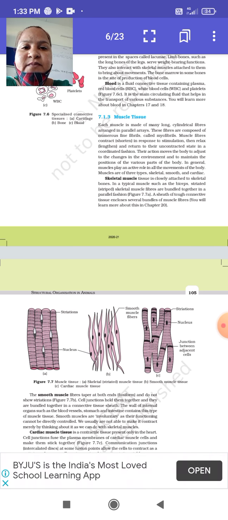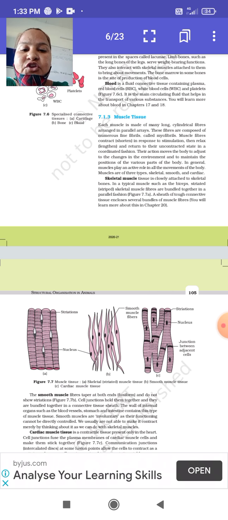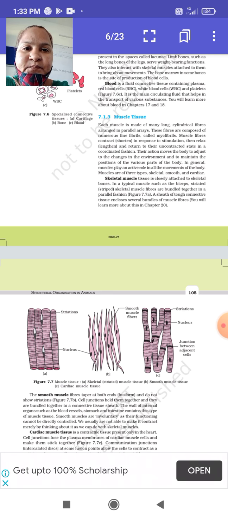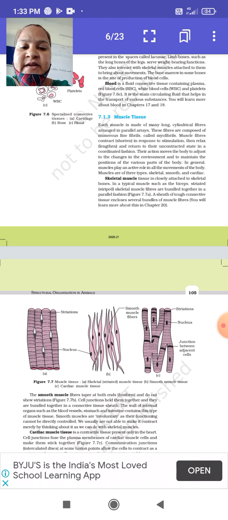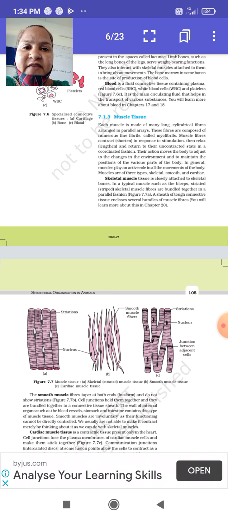Now each muscle is made up of many long cylindrical fibers arranged in a parallel. You can see in the diagram 7.7 that there are many long cylindrical fibers and they are arranged parallelly. Okay, now these fibers have many fine fibrils. They are known as myofibrils. You know myofibrils कहते हैं.